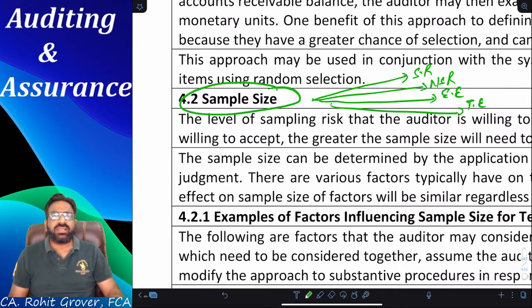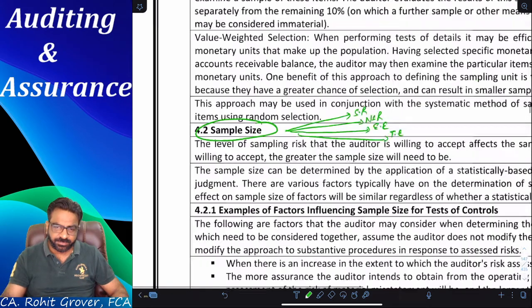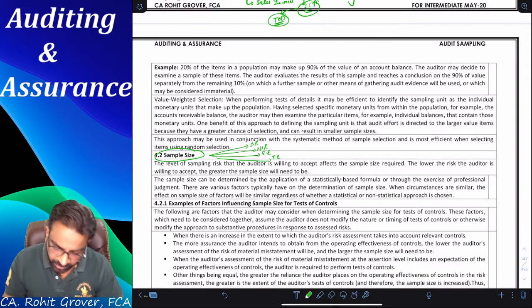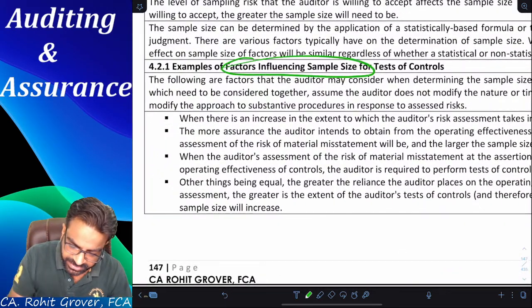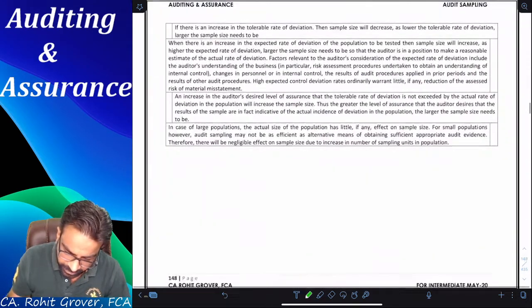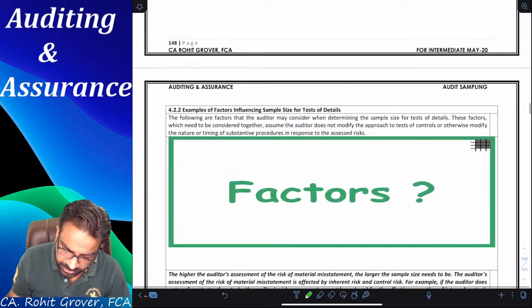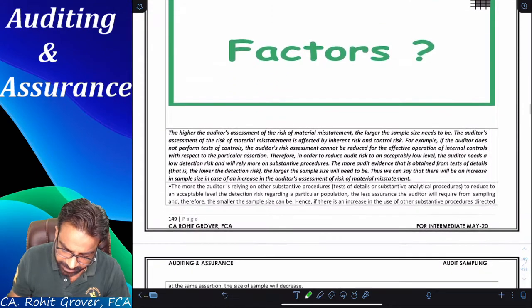And what is the relationship between expected error and sample size, everyone? Direct relationship. And what is the relationship between tolerable error and sample size? Indirect. So those we have already done. We have already done these factors influencing the sample size. Clear or not? So these are the examples of factors given.